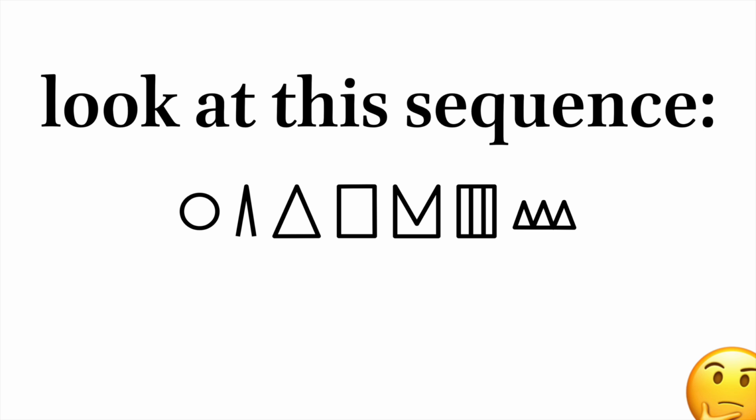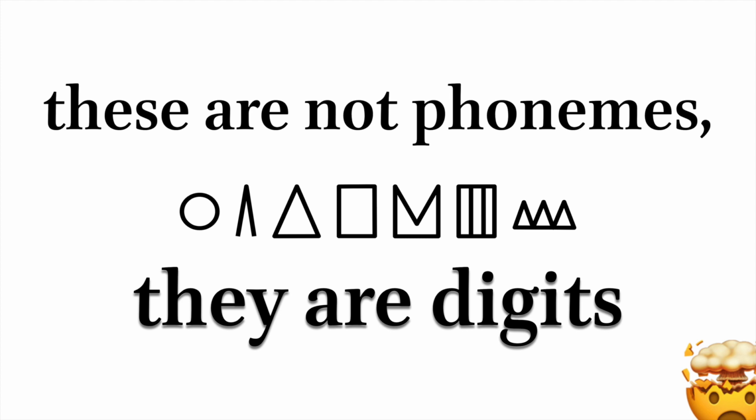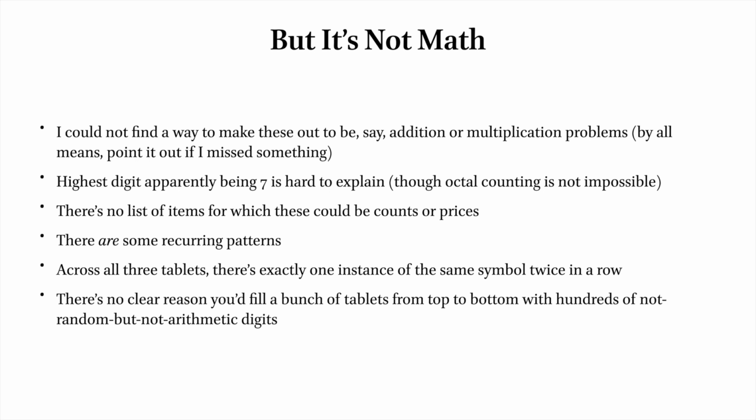Time's up. Here's a hint. 1 line, 2 lines, 3 lines. These are not phonemes. These are digits. But it's not math. I could not find a way to make these out to be, say, addition or multiplication problems. If you do see a way, feel free to sound off in the comments.